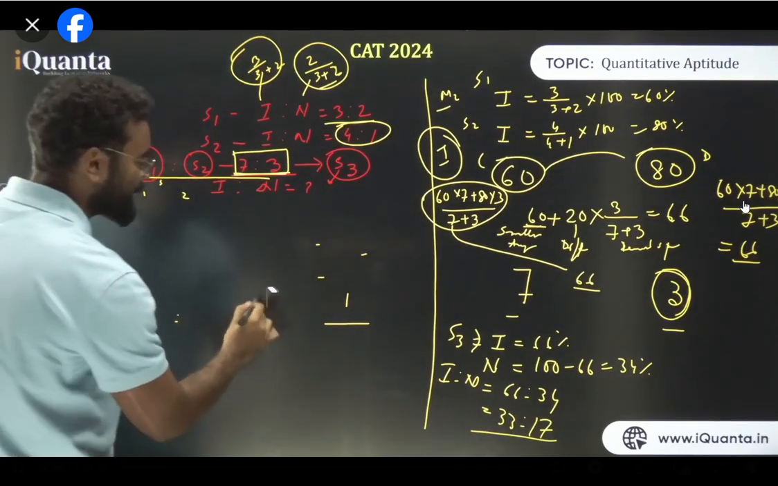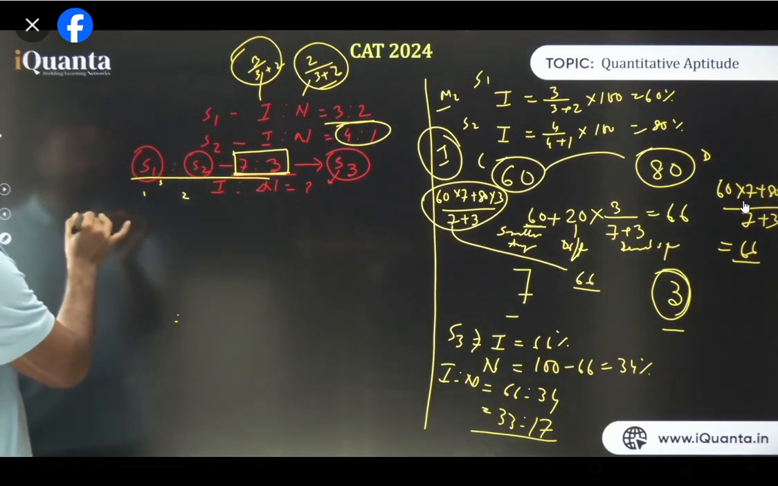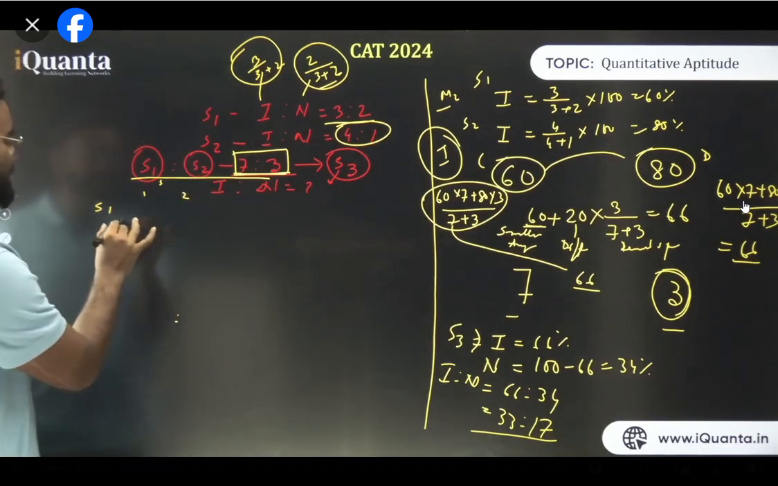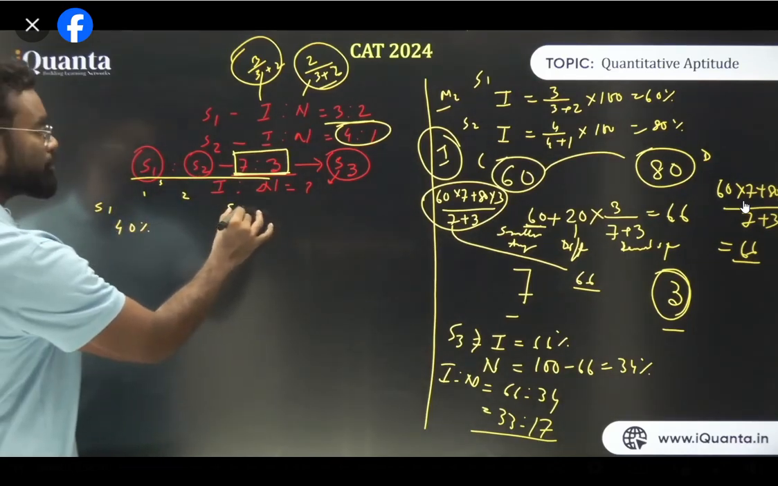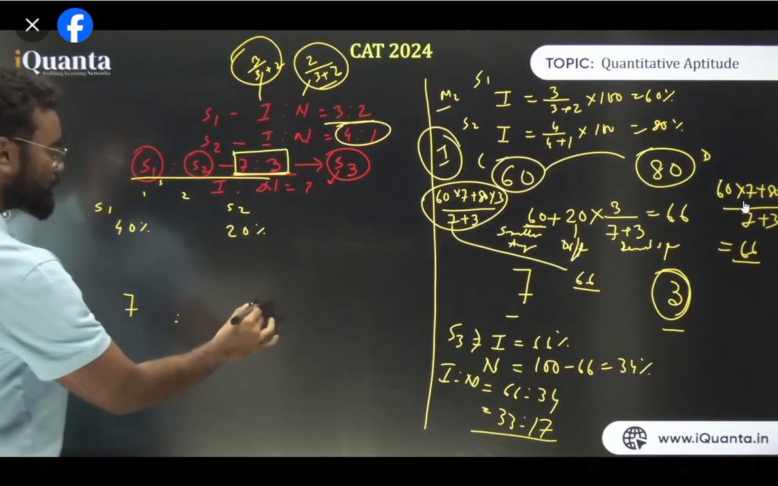Now, a lot of people have said please take it using nickel also. So in case of nickel, in S1, what is the amount of nickel? If iron is 60%, then nickel is 40%. In S2, what is the amount of nickel? If iron is 80%, nickel is 20%. Yes? Now what is the ratio? 7:3.